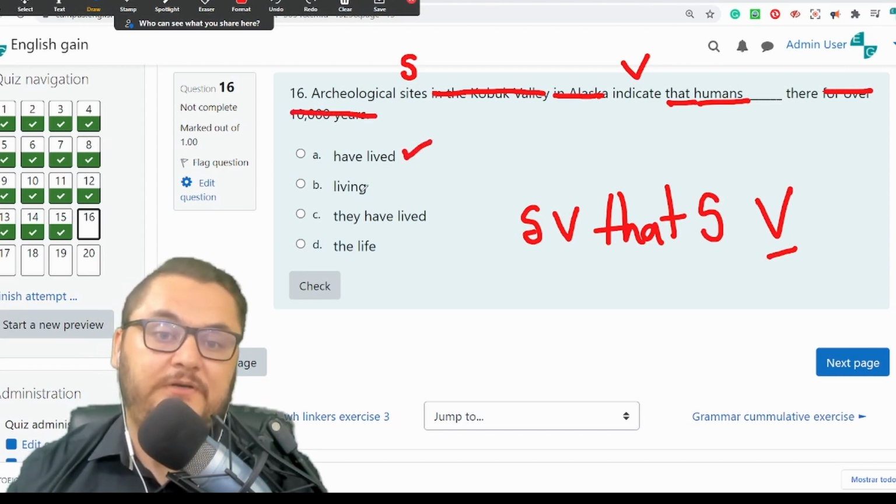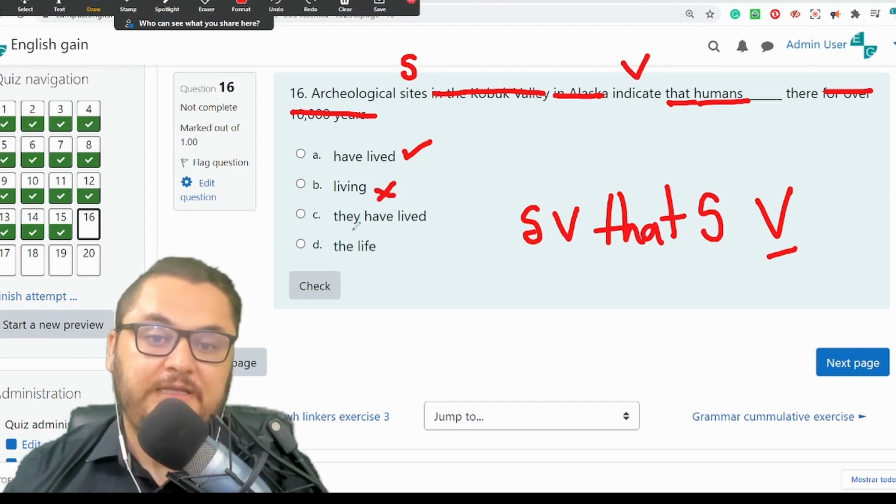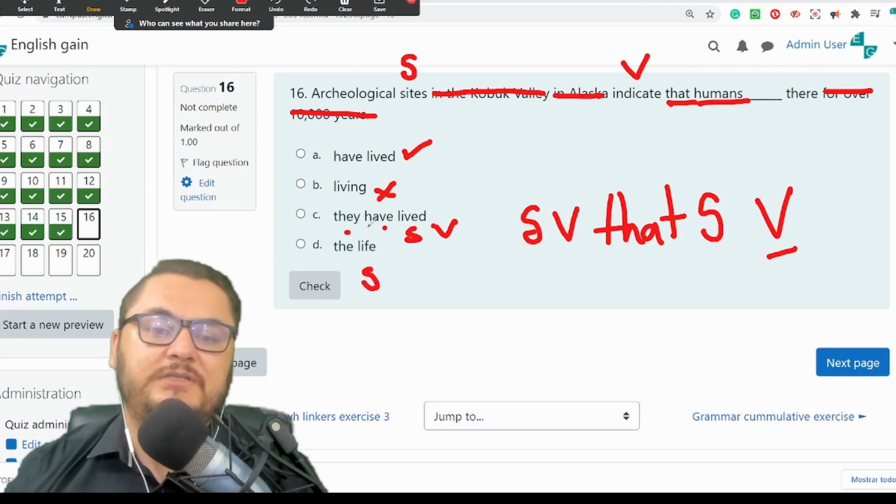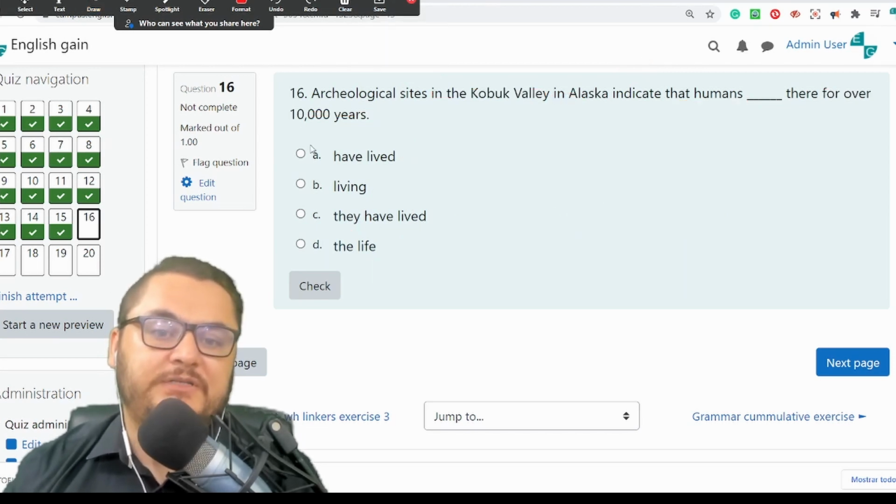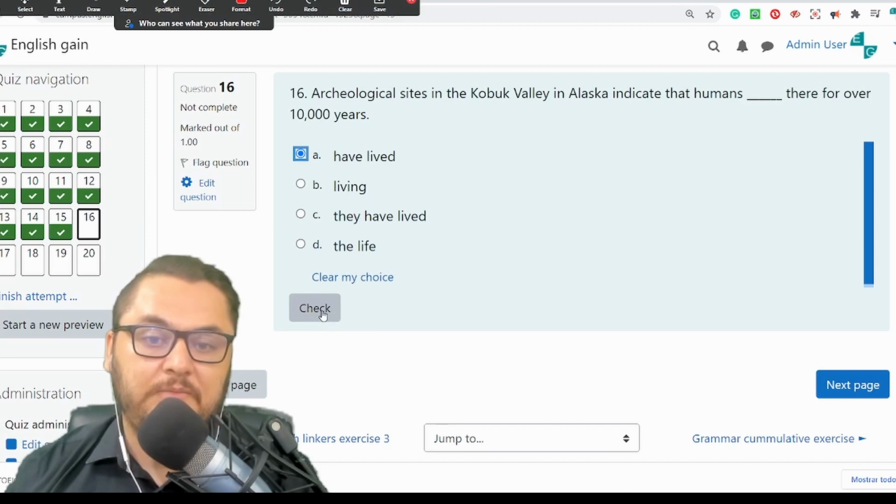Have lived is a verb. Living is an adjective. They have lived is a subject and a verb. And the life is just a subject, which is what I'm not looking for. I'm looking for a verb.